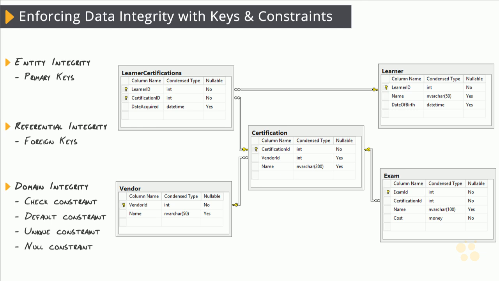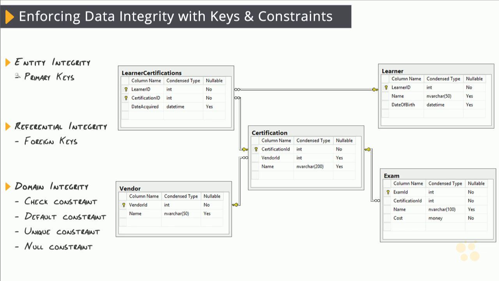Let's get started. Now, back in our normalization nugget, we built a database from scratch. And we're going to use this same database here to enforce data integrity because we don't have a lot of integrity on this database as it sits. So this is a database that is built to track learners and their certifications. Now we're going to start here with entity integrity.